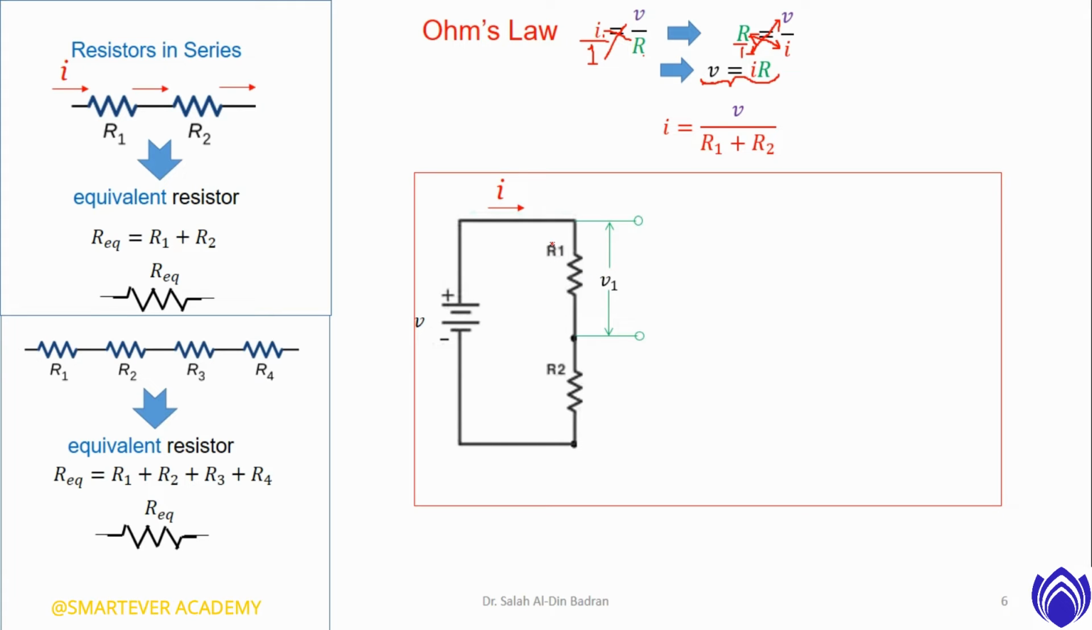Now, see, here we will write V1 to denote the voltage across R1. And V1 is equal to I, the current, which is the same. The total current is the same as the current that passes through R1. The current multiplied by the resistor R1.